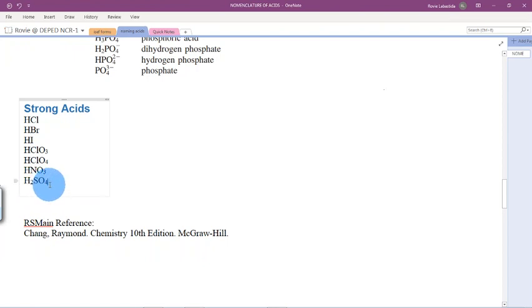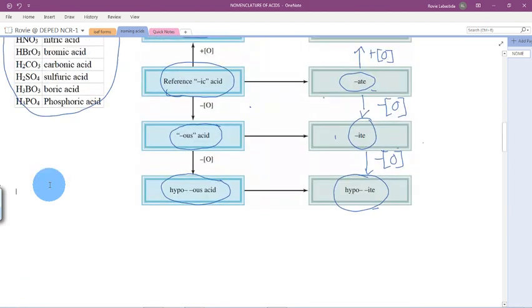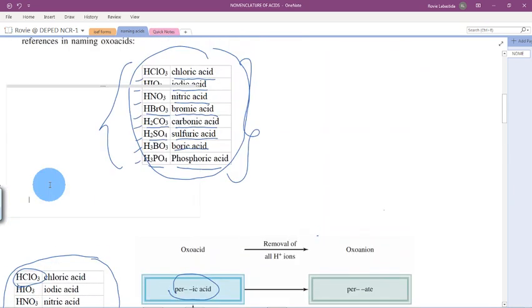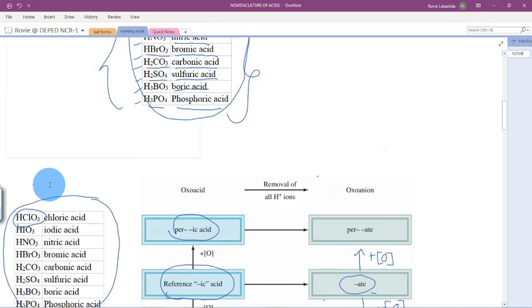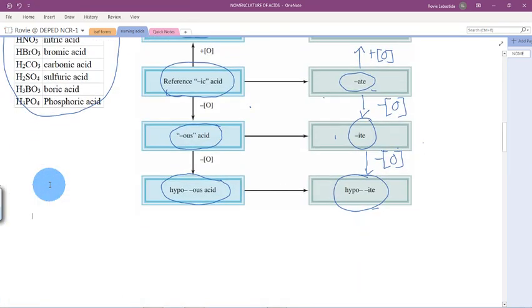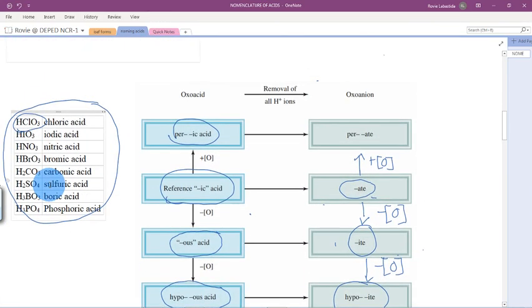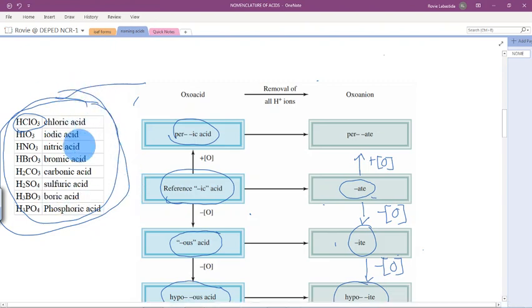So, that's it for today. Again, if you're going to study or replay this video, I would like you to start with the reference acids. I want you to memorize them and then try to navigate throughout the diagram.